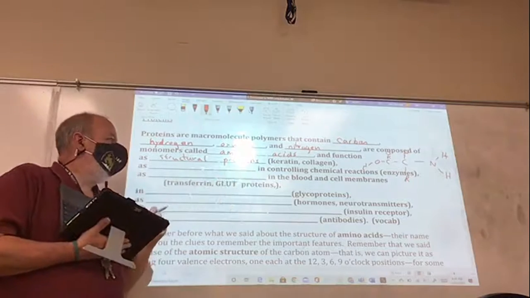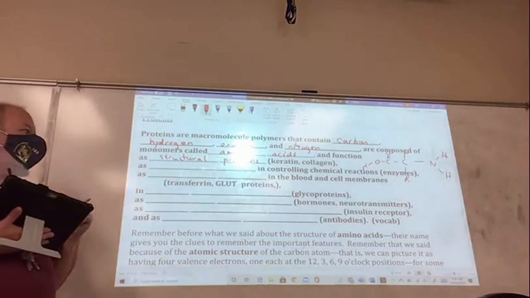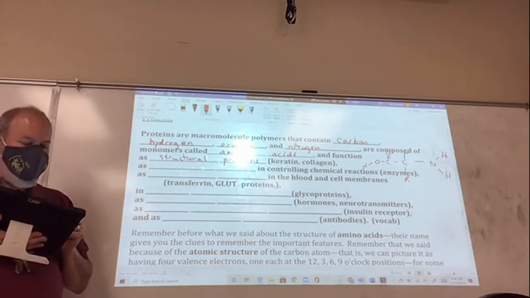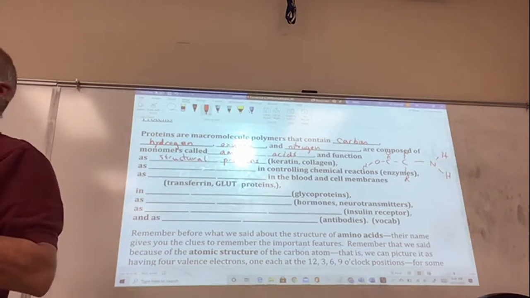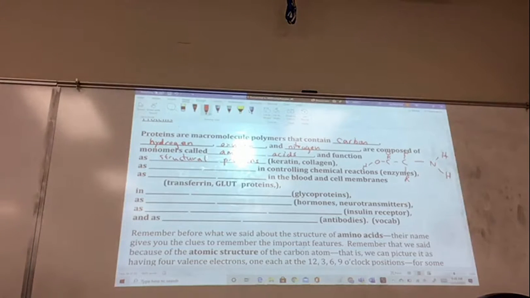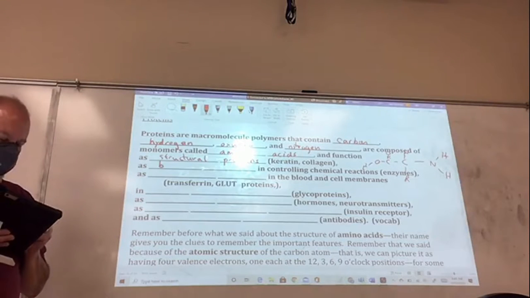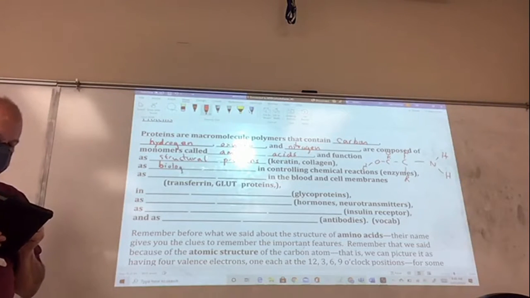Okay, controlling chemical reactions, enzymes. Are you aware of a type of chemical that speeds chemical reactions up? What's a thing that speeds reactions up? Anybody know? How about a catalyst? Okay, enzymes are biological catalysts.